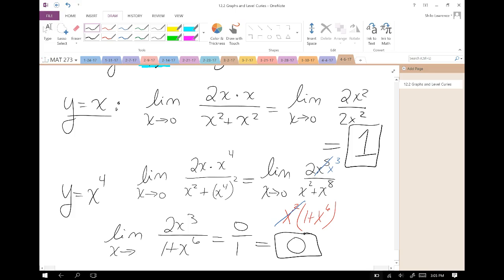2 different paths approaching the same point, and we got 2 different answers. That means at 0, 0, there is a gap in the graph. That means the limit does not exist there.